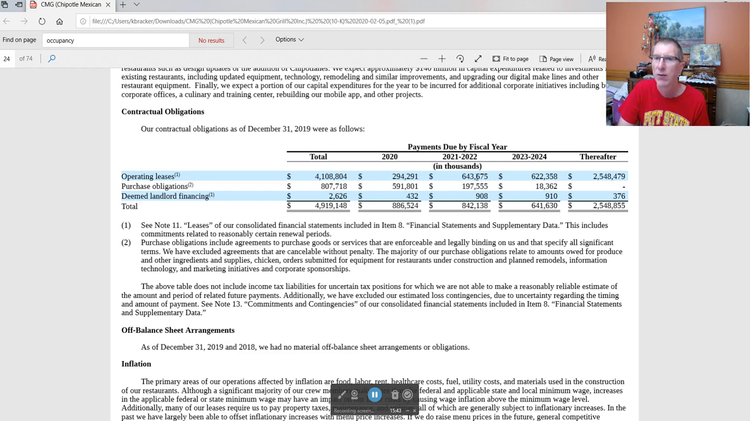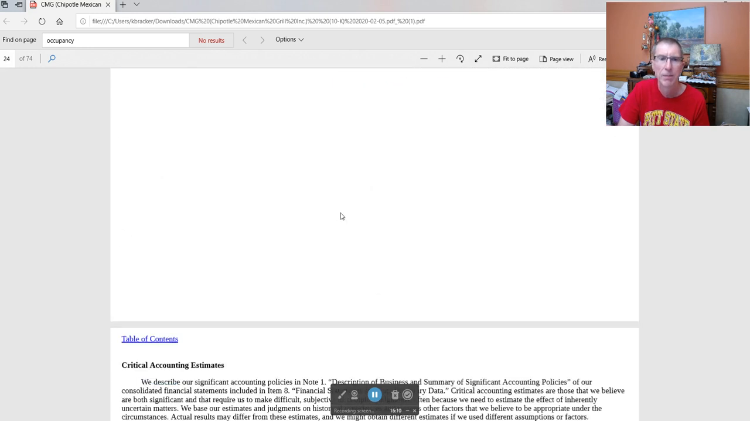2020, 294 million, 2021 to 2022, 340 or 643, 675. And then after 2024, they're still going to have about 2.5 billion. Purchase obligations, things that they've agreed to buy. So this could be things like their ingredients. They work with a lot of small farmers, so those are going to be in there.